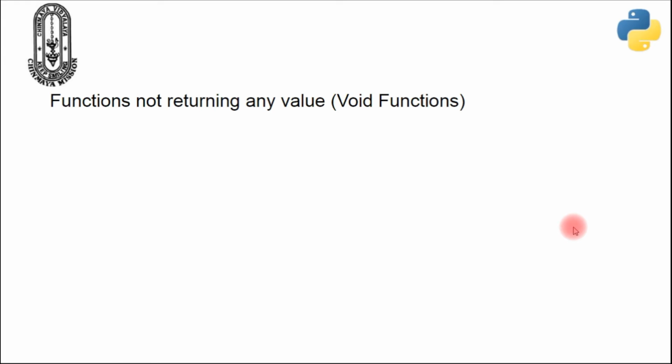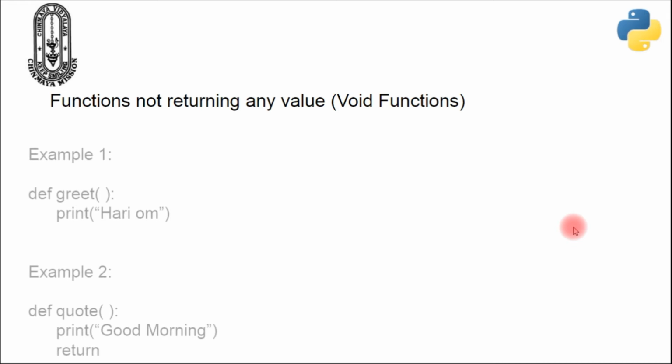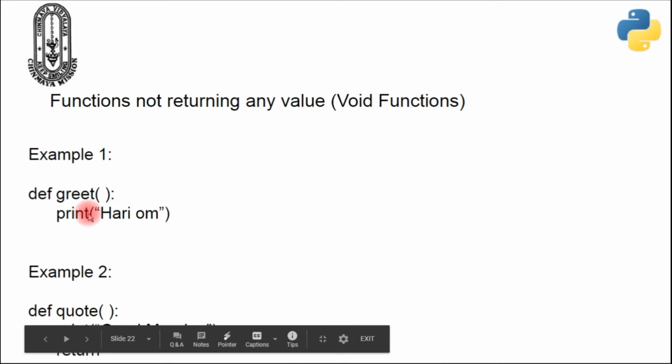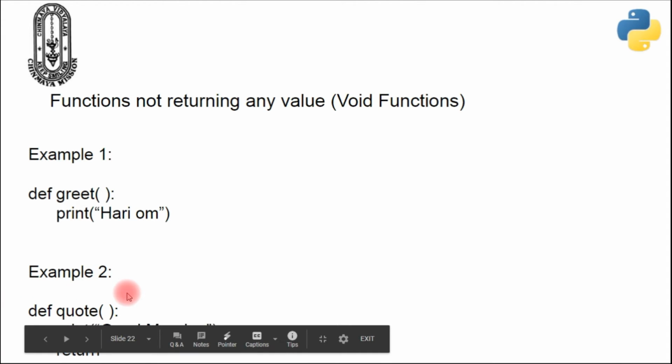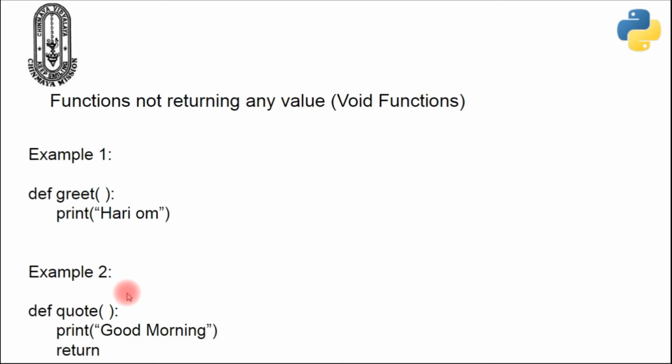Now the second one, functions not returning any value, which are called void functions. The functions that perform some action or do some work but do not return any computed value or final value to the caller are called void functions. Here we have two examples. In the first example, we have defined a function, namely greet, and we are just using a print statement inside the function. In the second example, we have defined a function quote, and we have two statements inside the function quote, one print and the next one return.